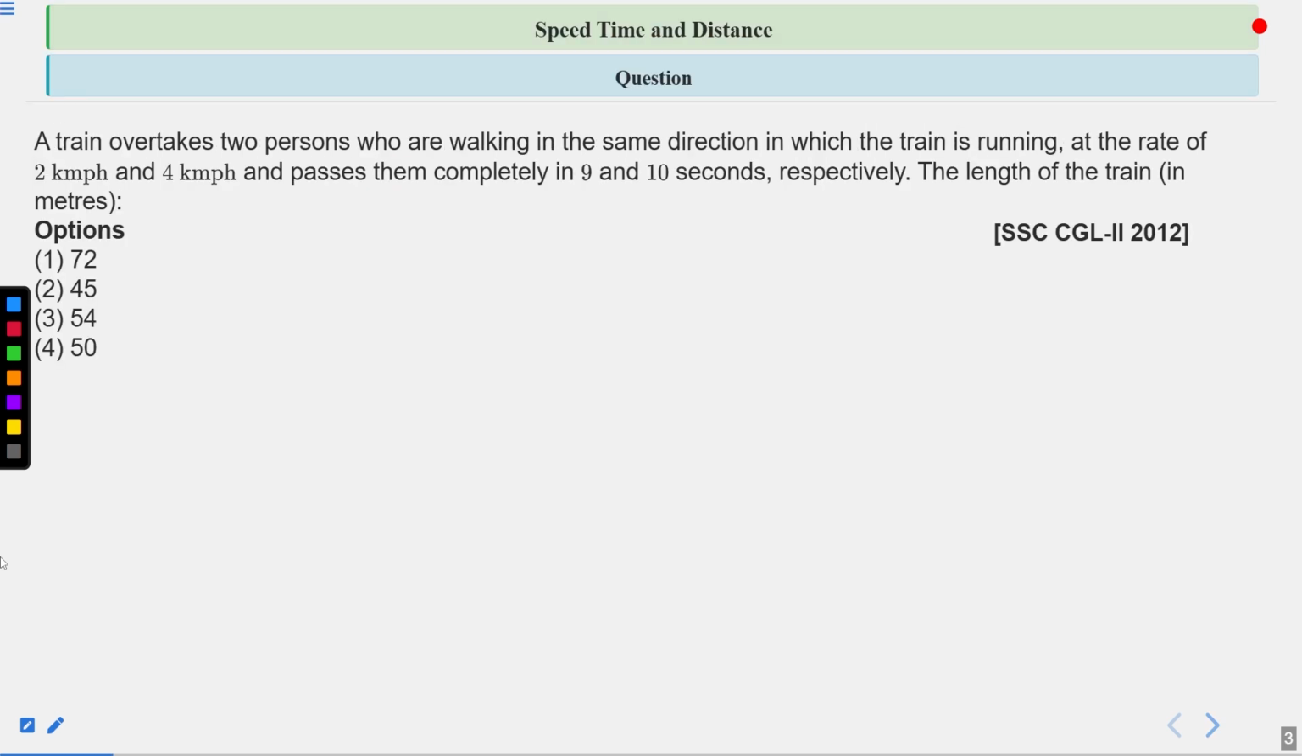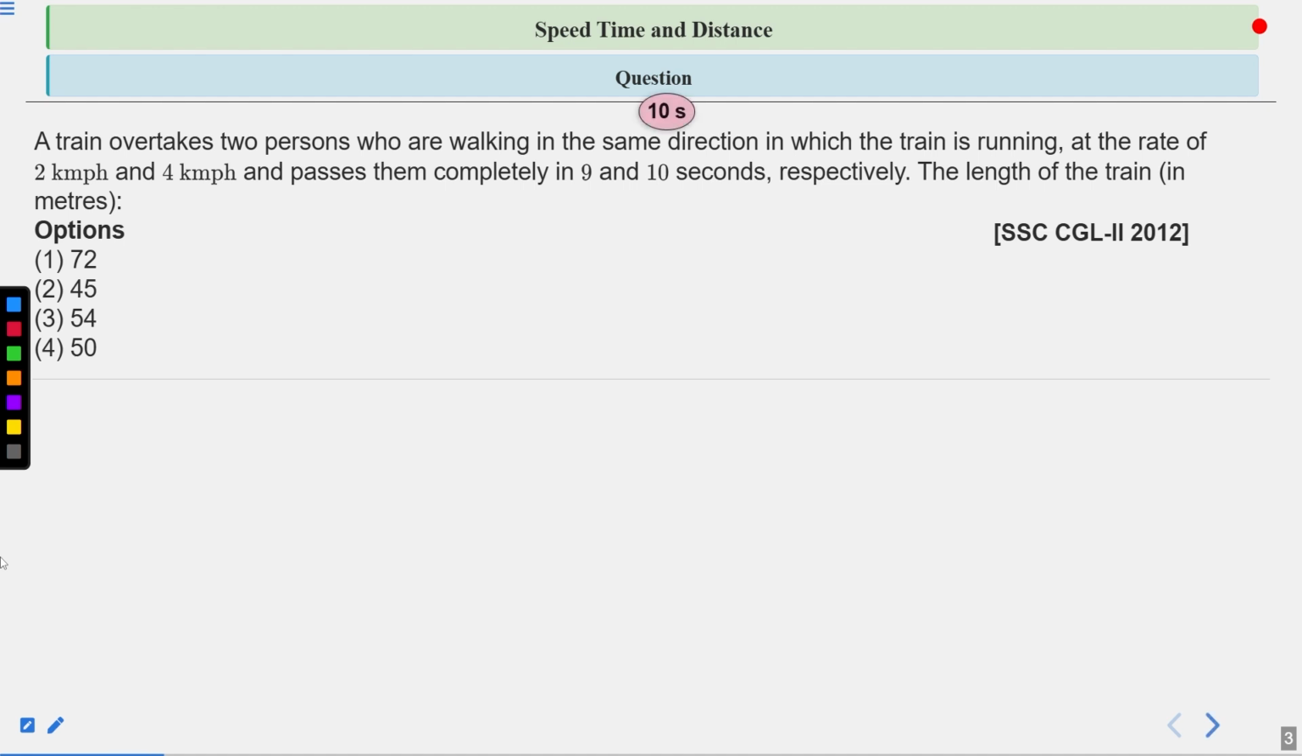Now, see the question. A train overtakes two persons who are walking in the same direction in which the train is running, at the rate of 2 km per hour and 4 km per hour, and passes them completely in 9 seconds and 10 seconds respectively. The question is the length of the train in meters, and this question was asked in the SSC CGL Tier 2 exam in 2012. There are four options. First one is 72 meters, second is 45 meters, third is 54 meters, and fourth one is 50 meters.